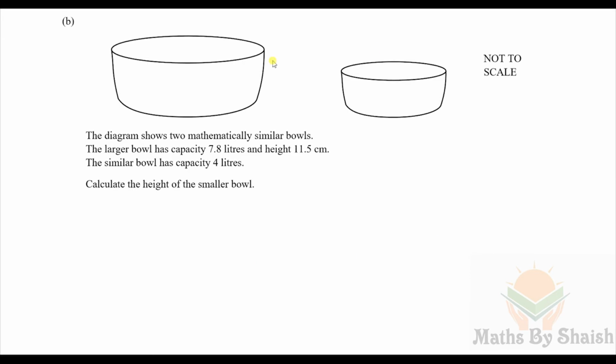In the B part, again the diagram shows two mathematically similar balls. So we are going to again talk about the scale factor. Larger ball has capacity 7.8 liters and height 11.5 centimeter. So I'll take capacity as volume V. It is 7.8 liter and the height is 11.5. The similar ball has capacity 4 liter. I'll take it as small v as 4 liter, and the height is unknown. That is what we need to find. Calculate the height of the smaller ball.